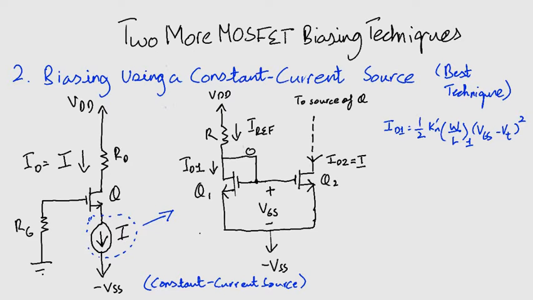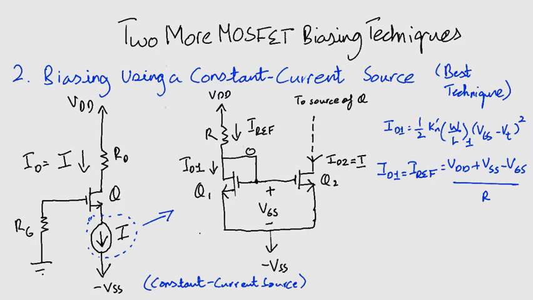The drain current of Q1 is supplied by VDD through resistor R. So we can write another equation, ID1 equals IREF equals VDD plus VSS minus VGS over R. Do you agree? The IREF is the reference current of the current source. If we know IREF and the MOSFET parameters, we can easily find R.